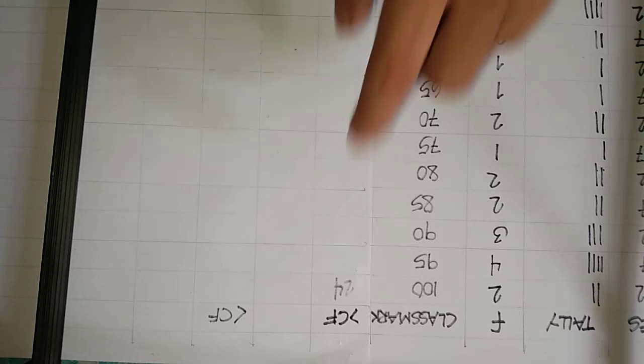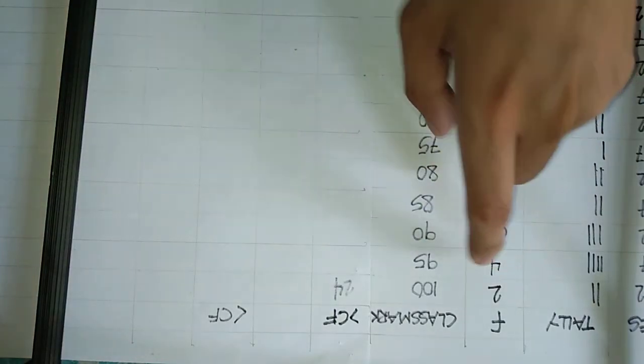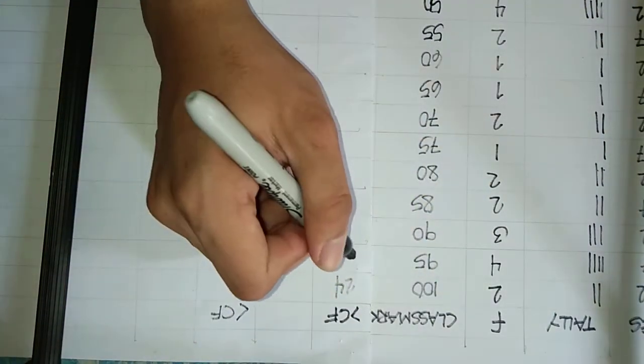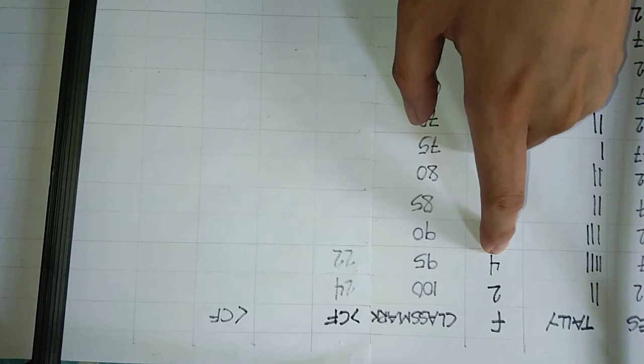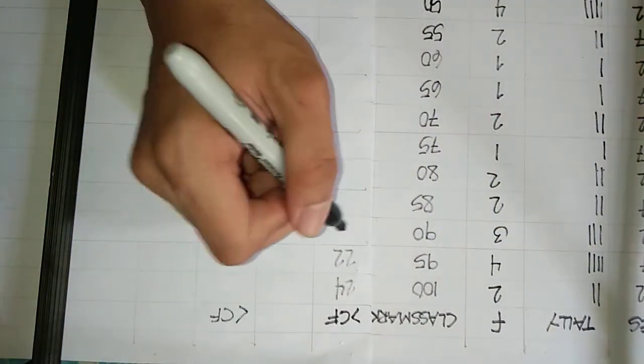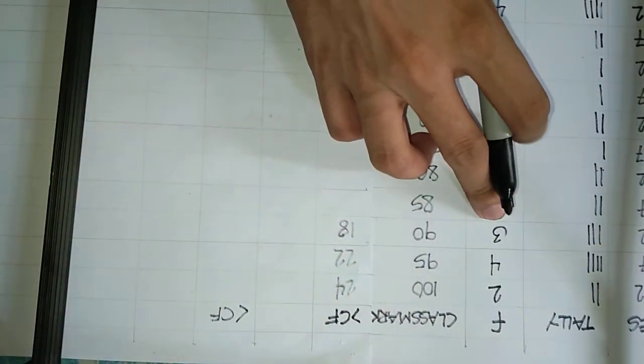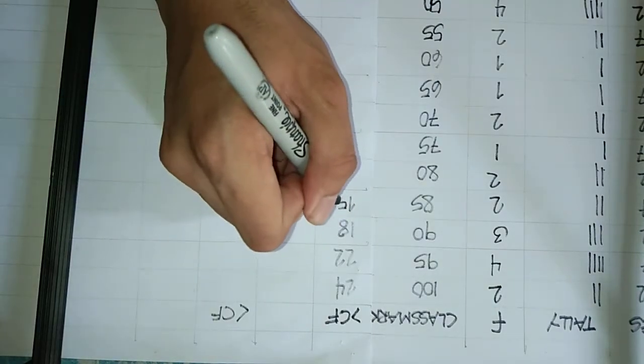And then, next thing to do is to subtract yung kanyang frequency. So, we have 24 minus 2, we will have 22. And then, 22 minus 4, we will have 18. 18 minus 3, we have 15. So, ganun lang at ganun yung ating gagawin for the cumulative frequency less than.